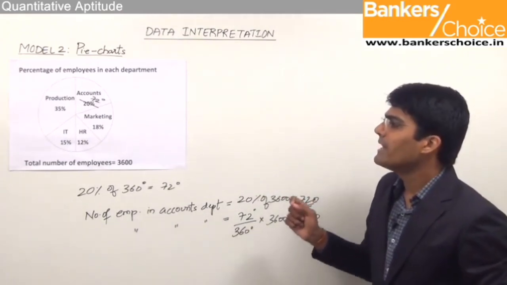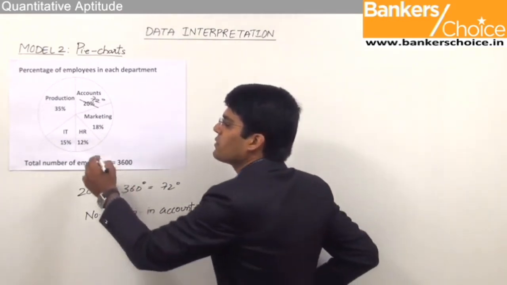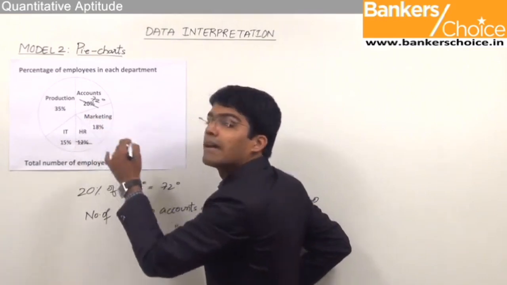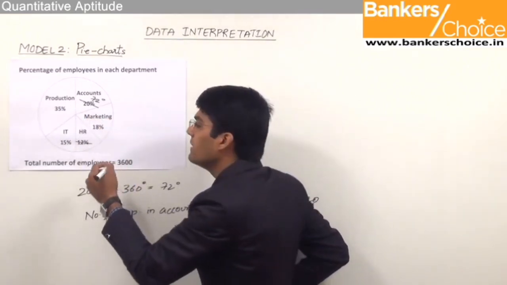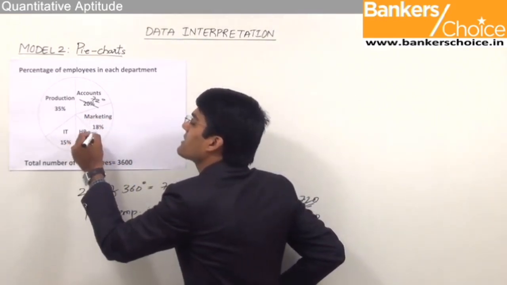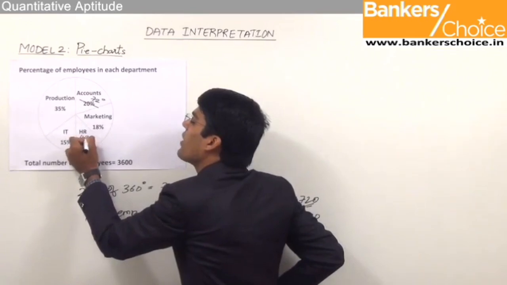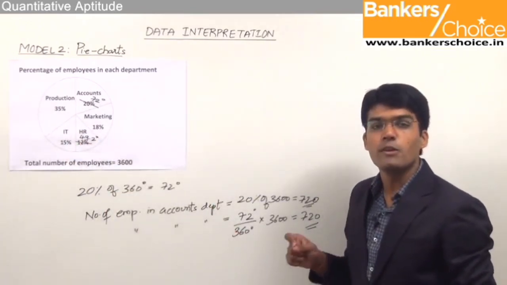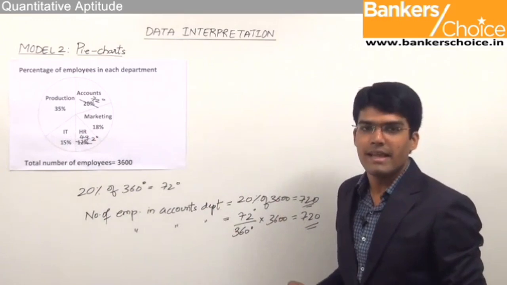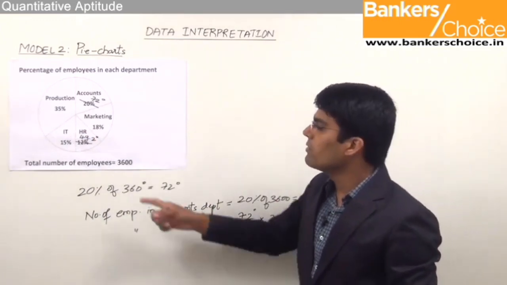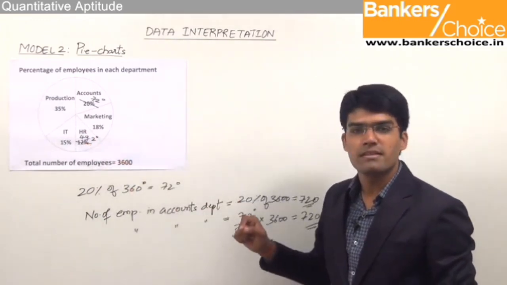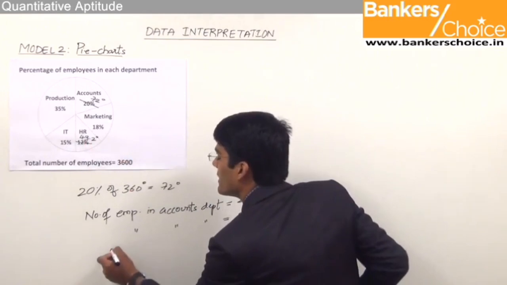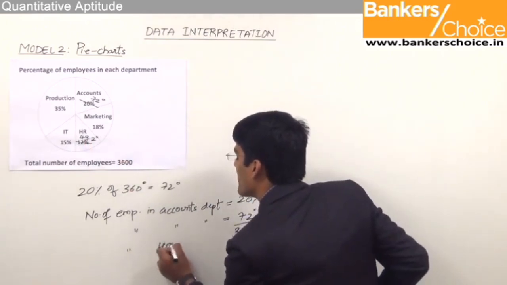For example, let's say for HR department, instead of 12%, it will give in terms of angle. 12% in terms of angle will come out to be 36 plus 7.2, 43.2 degrees. So angle is 43.2 degrees. Now we need to find out number of employees in HR department. Generally what do we do? 12% of 3600.